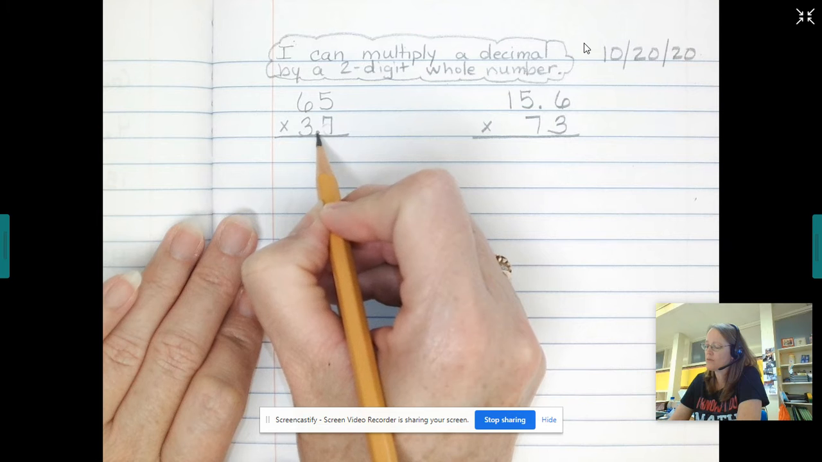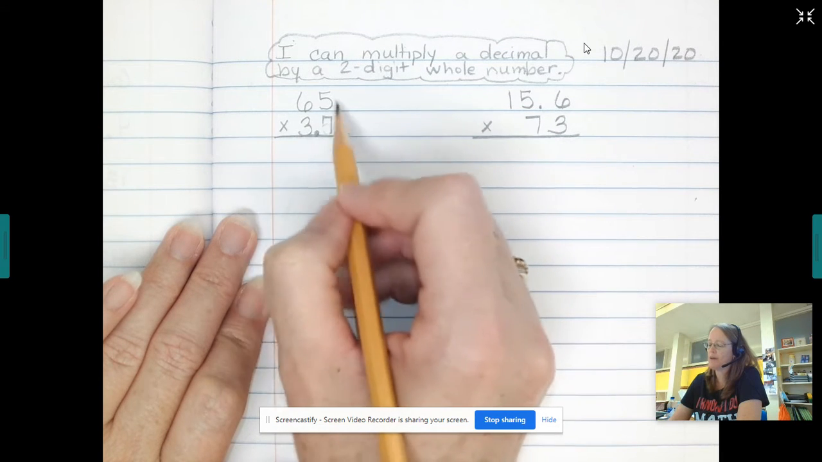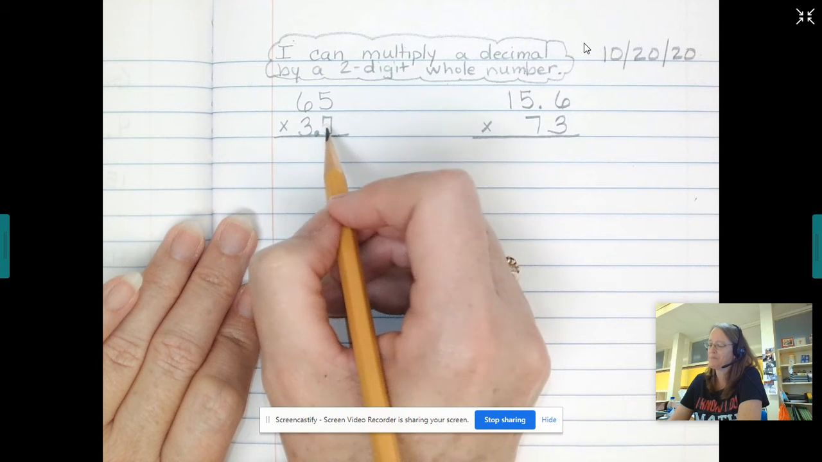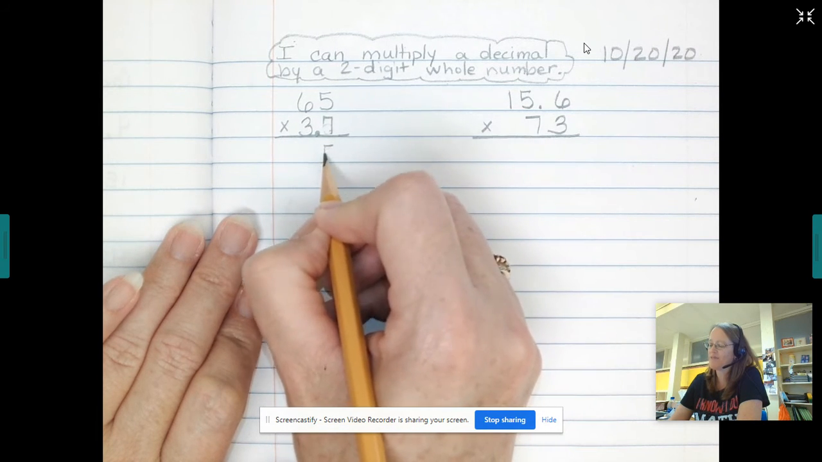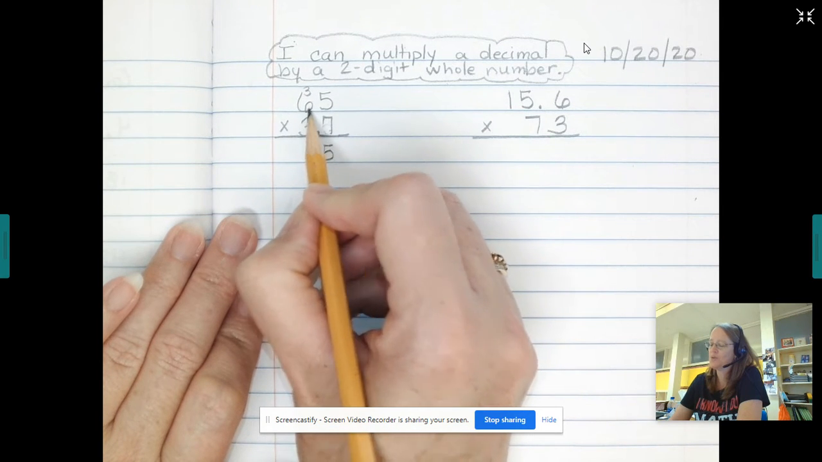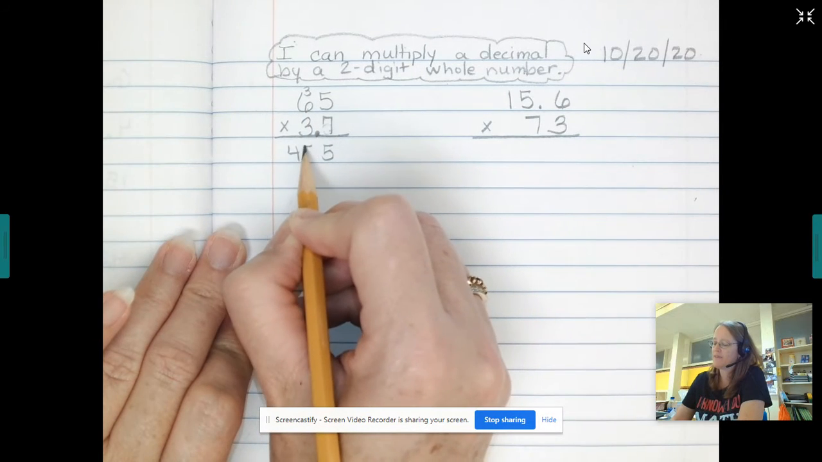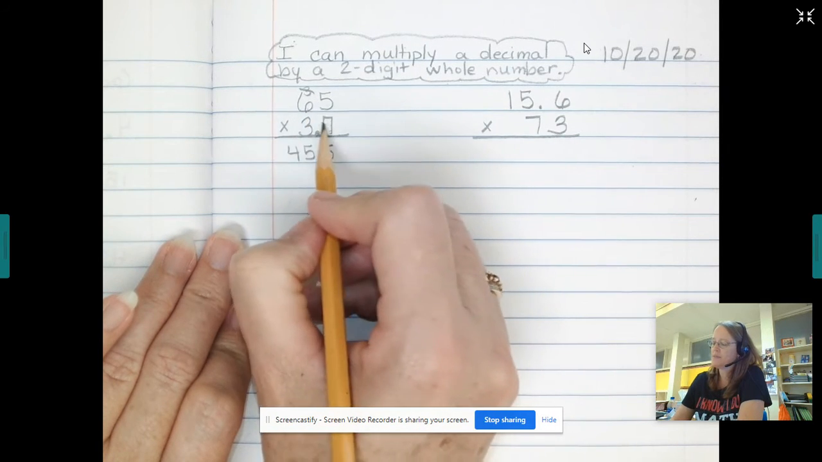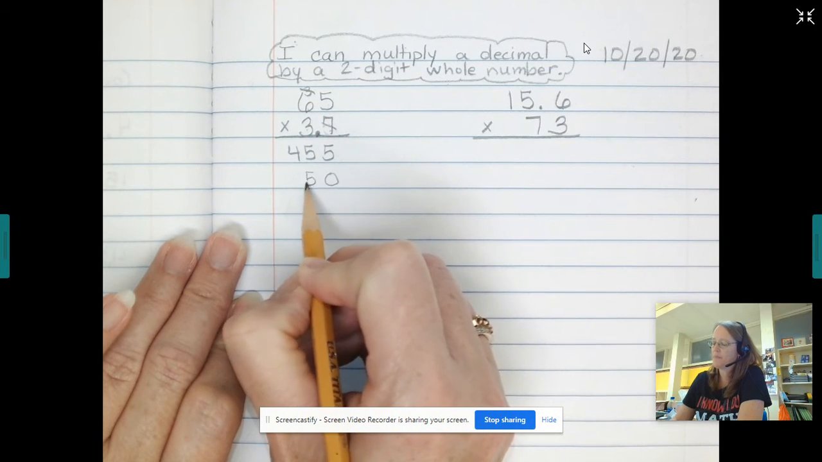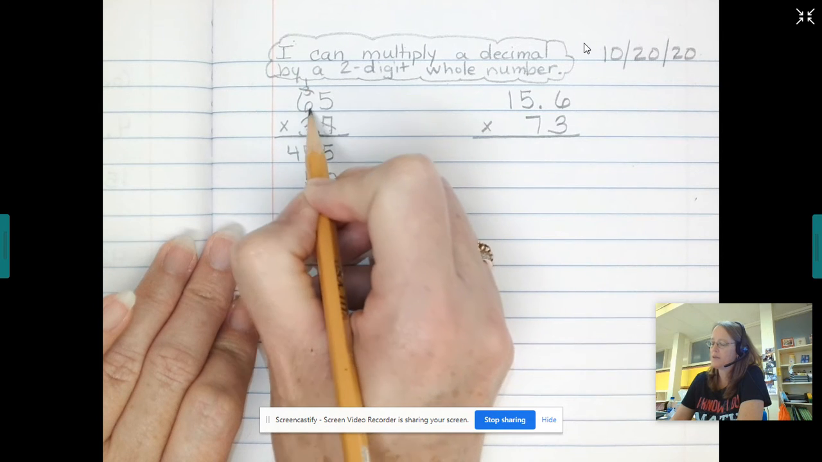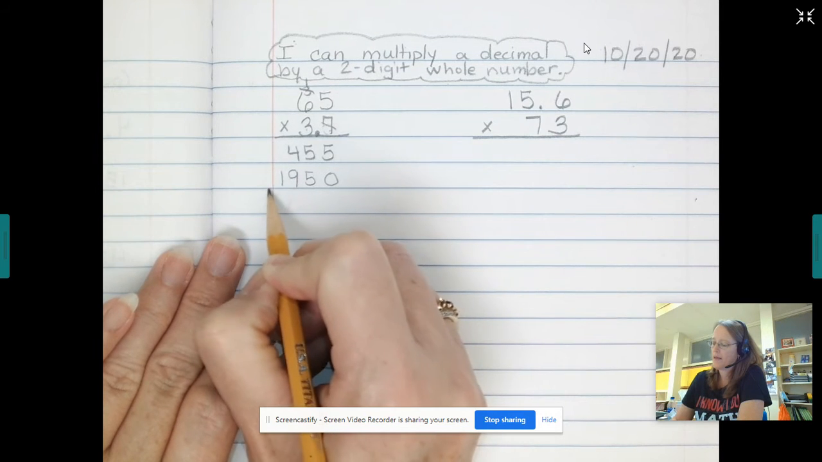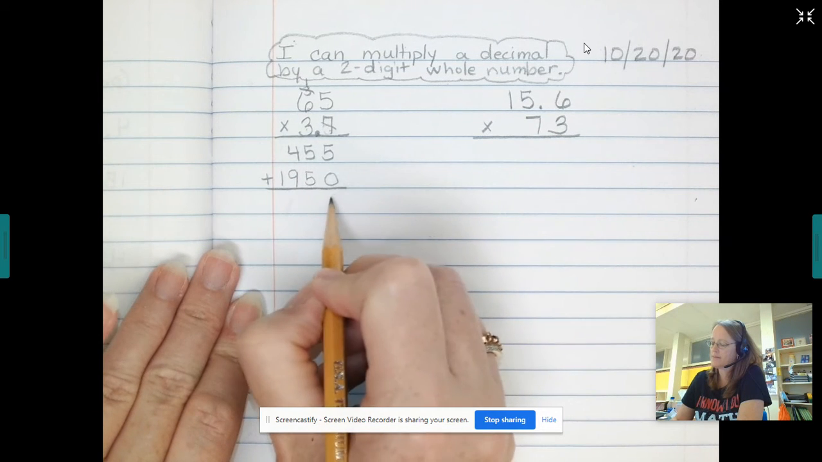Remember that we're going to multiply, pretending like that decimal is not there. So here we go. 7 times 5 is 35. 7 times 6 is 42, plus 3 is 45. And then we zip, zap, 0. 3 times 5 is 15. Carry that 1. 3 times 6 is 18, and 1 more makes 19. Add your partial products.